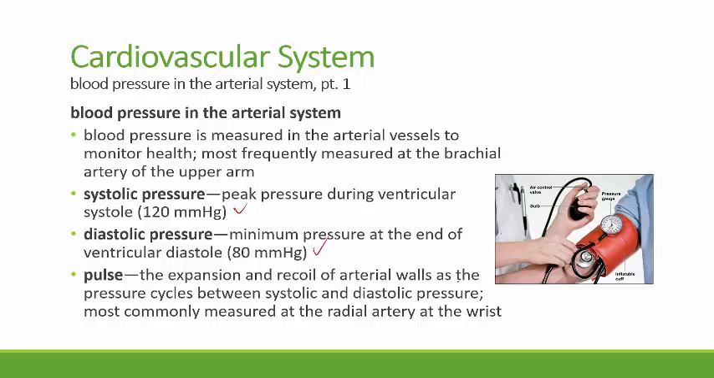And pulse pressure then, and I don't have this in your notes, but it's a good thing to think of, pulse pressure is the difference between systolic pressure and diastolic pressure. So if a person has 120 over 80 blood pressure, then the pulse pressure would be 40 millimeters mercury, the difference between the systolic and diastolic pressures.